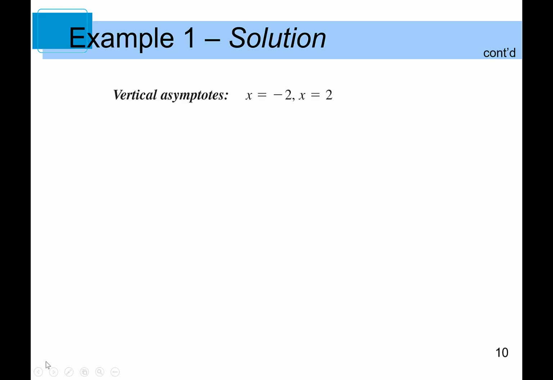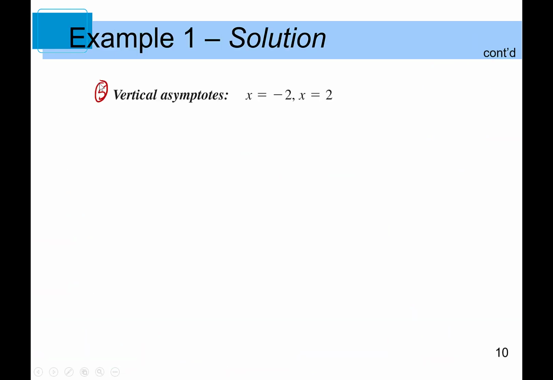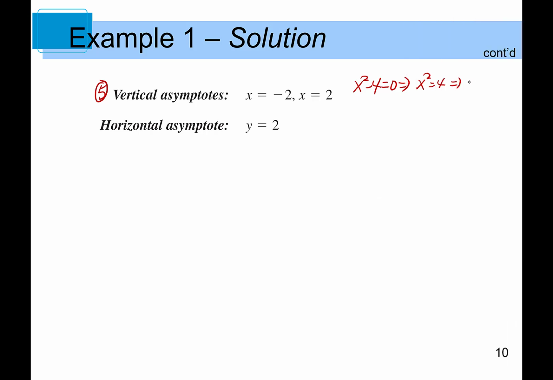And the next, the fifth thing, is the vertical asymptote. So you set the denominator equals 0, right? To find the vertical asymptote, you set x squared minus 4 equals 0. So x squared equals 4. In that case, x equals plus or minus 2. So the vertical asymptotes are x equals negative 2 and x equals 2.